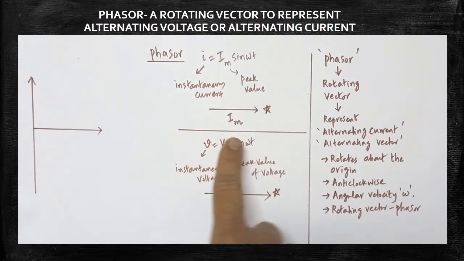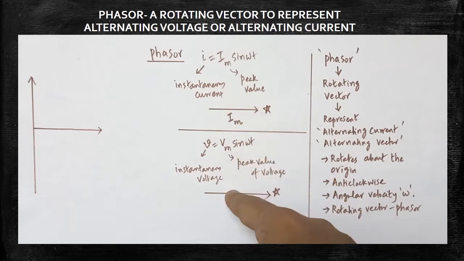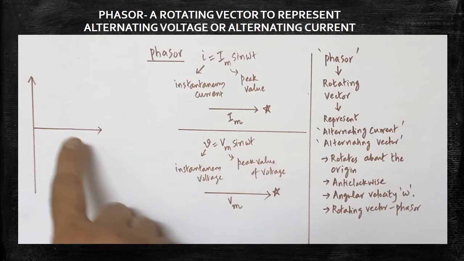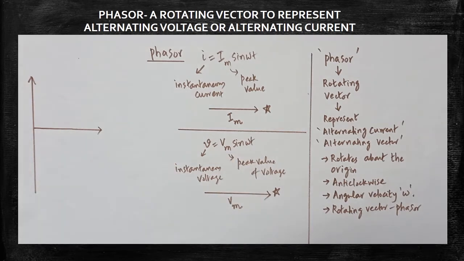Phasor for the voltage or current, for anything you can draw. In your textbook, the phasor is drawn for voltage. The phasor diagram for V equal to Vm sin omega t can be drawn here. How to draw? Now, very patiently you have to learn these concepts. Now, look at that.